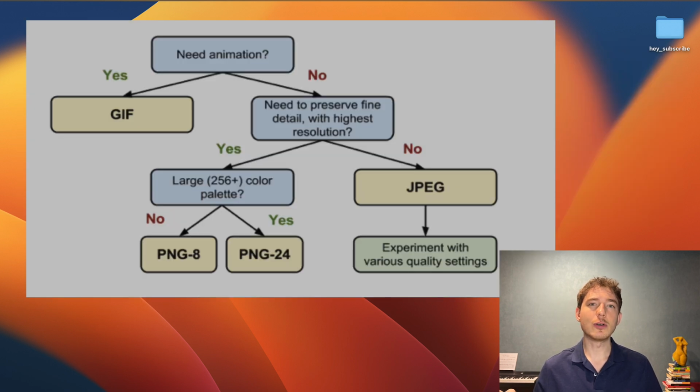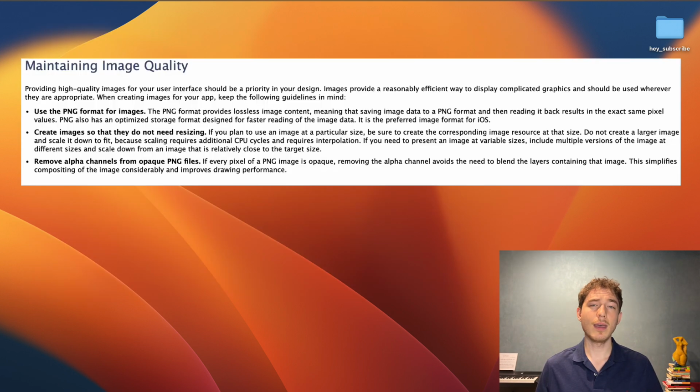So if you need to preserve fine details and high resolution, choose PNG. If PNG has a large color palette, choose PNG 24, otherwise PNG 8. Those are general tips. Let's see iOS-specific recommendations. Apple advises to use PNG format for images. Create images that don't need to be resized and remove the alpha channel from opaque PNG.